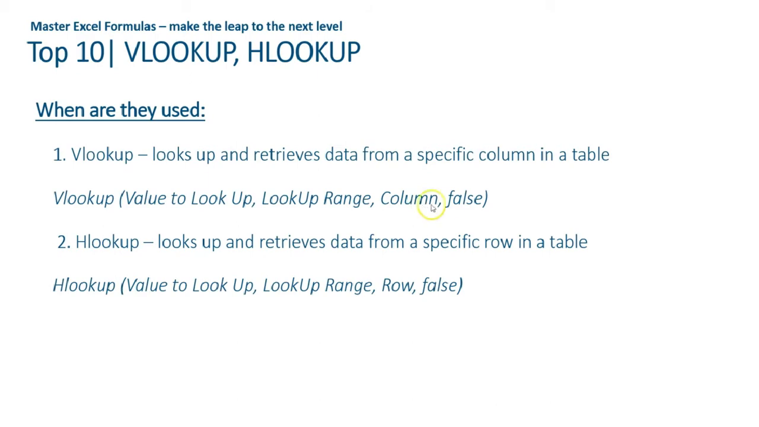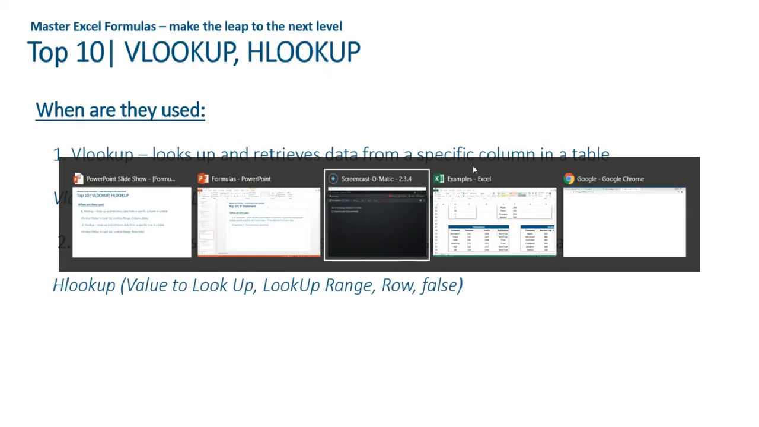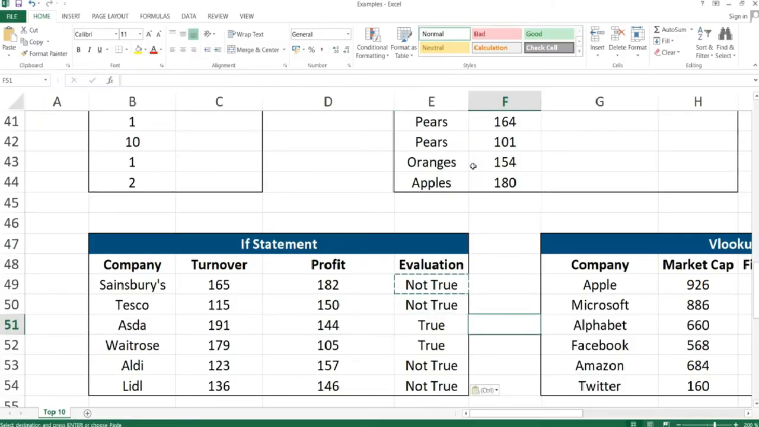and then which column the formula should retrieve data from, and then I have written here false, but it can be true as well. False ensures that an accurate outcome is provided, whereas if this is true, the outcome can be approximate as well. Hlookup is pretty similar, but this formula retrieves data based on rows rather than columns. Okay, so if I show you the examples now, it will probably make it more clear.